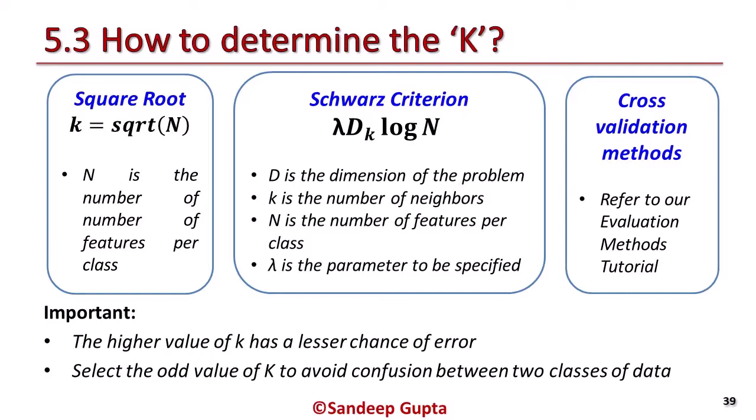You can also use the cross-validation methods that we discussed in the evaluation methods tutorial. Typically, a higher value of k has a lesser chance of error. However, you must select an odd value of k to avoid confusion between two classes of data. Okay, I guess it clears the k selection process.